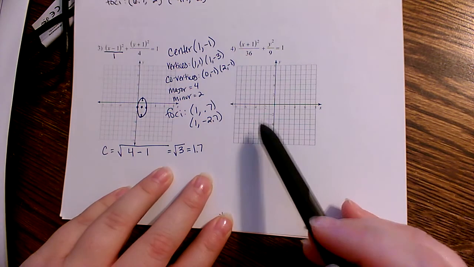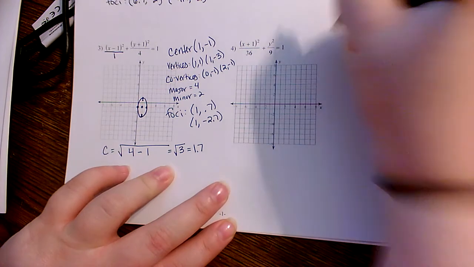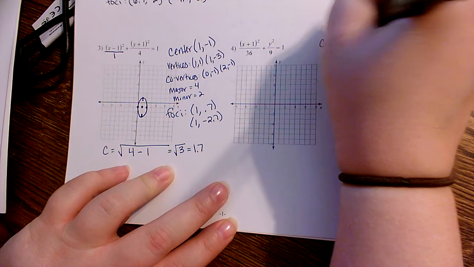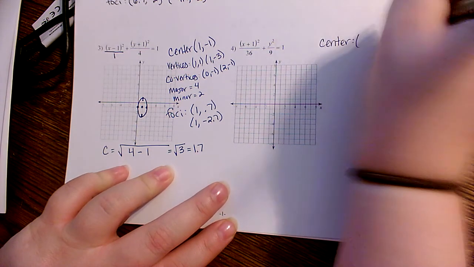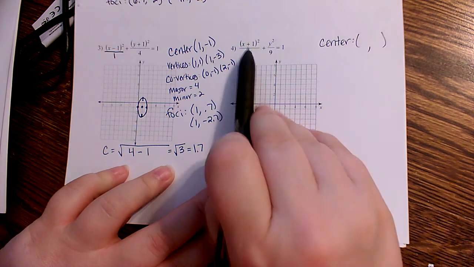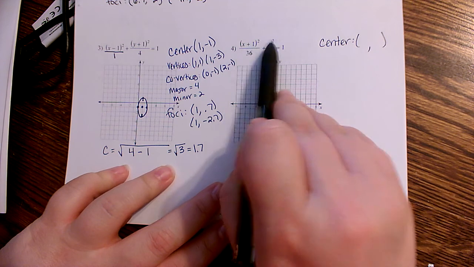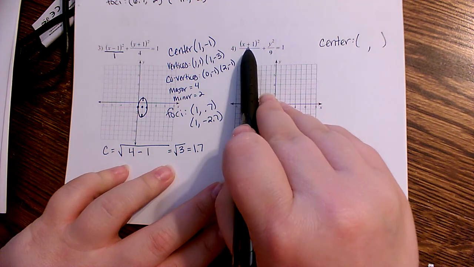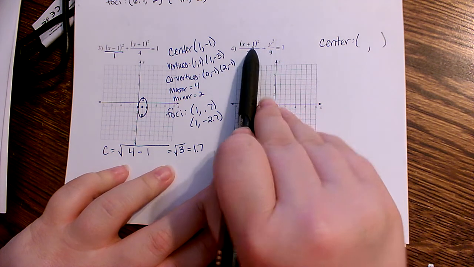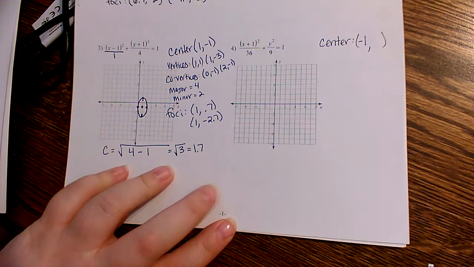So we're going to look at this number 4 here. Just like with circles, the first thing that I do is I find the center, and I plot that first. Exactly the same thing that we did with circles: we take the opposite of the numbers inside the parentheses with the x and the y. Inside the parentheses with the x, we have a +1, so the x coordinate of our center is going to be -1.